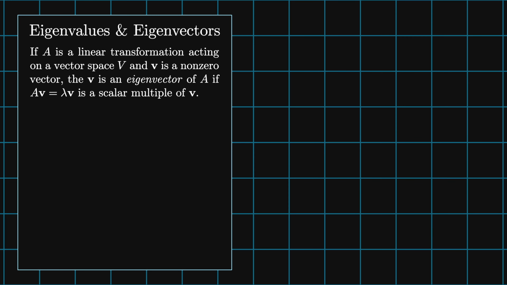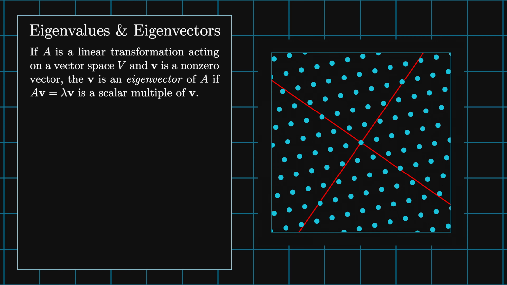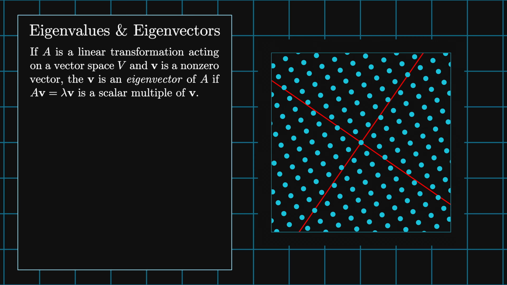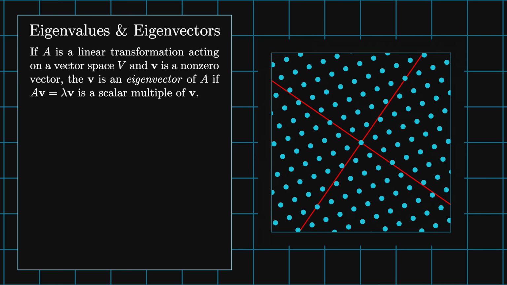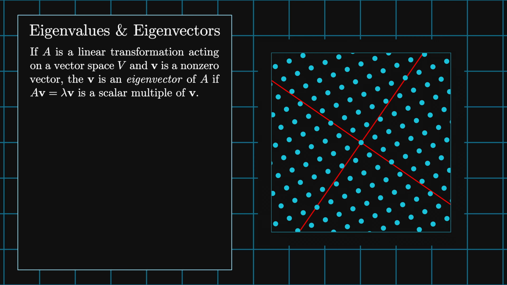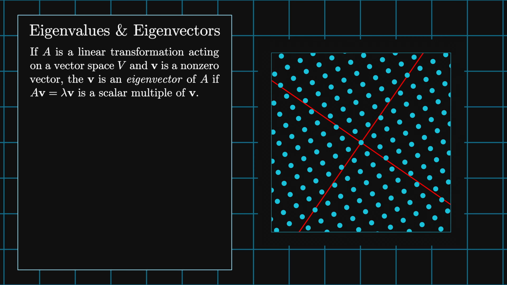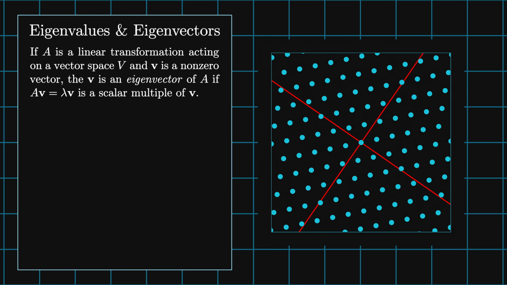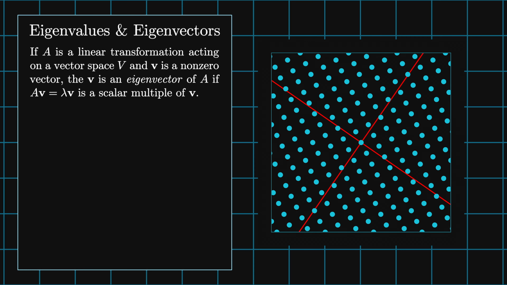For example, this shows a linear transformation by the matrix 7, 4, 4, 10. The red lines are the two directions that remain unchanged throughout the transformation. Those directions are its eigenvectors. The eigenvalues are the percent that a point has shifted along each eigenvector compared with the beginning of the transformation.